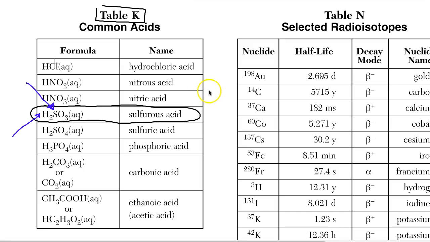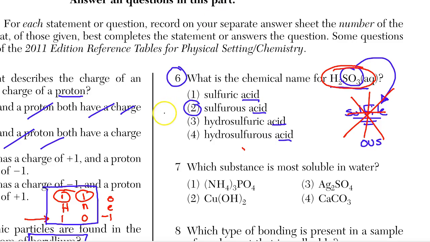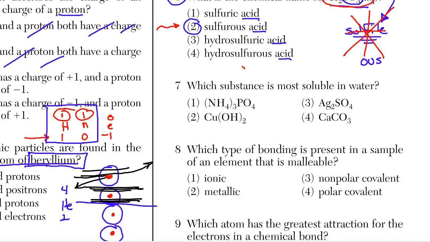So all it was saying is, do you know that there was a list of acids and the names are given to you? So it's really a straight reference table question. So again, number 6 is 2, not because you have to know how to name the acid, but because of just looking up where the common acids are listed in table K. All right, so number 7, let's go on to number 7.